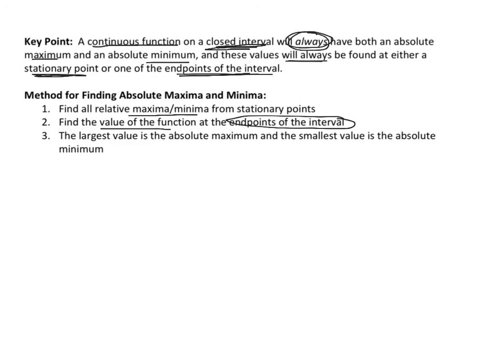And then step 3 is actually kind of silly. You literally just circle the biggest one and you circle the smallest one. Because those are the only places they can happen. So to find absolute maxima and minima, you find all the potential ones and then pick the ones that are the absolute biggest and the absolute smallest, and you're done. So we're going to do one example of that, and then we'll be done for the day.